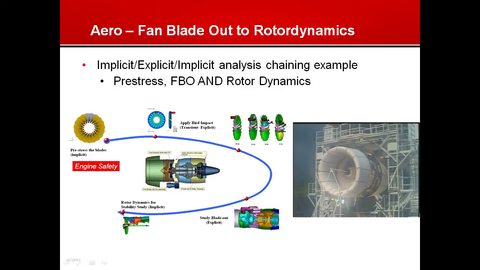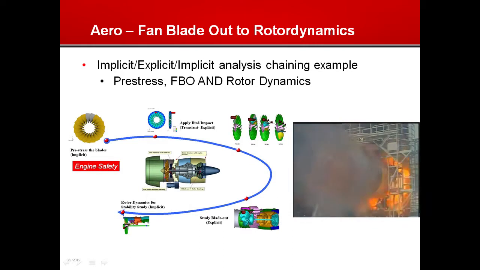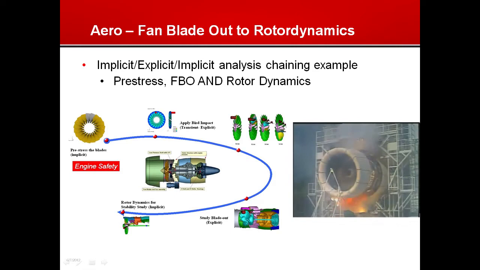This is a fan blade out that I was talking about. We'll start off with an implicit solution to stress. Then we'll throw a bird at the blade and see how it damages. In the video on the right, it's actually an explosive charge that releases the blade to simulate that fan blade out or bird strike. And you can see how violent those dynamics are.